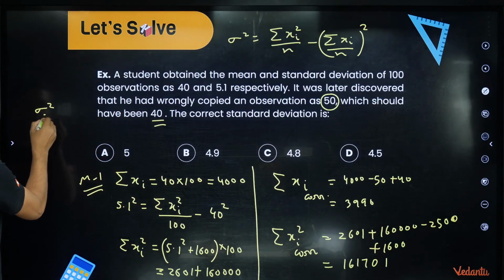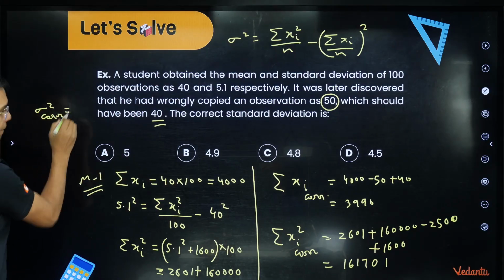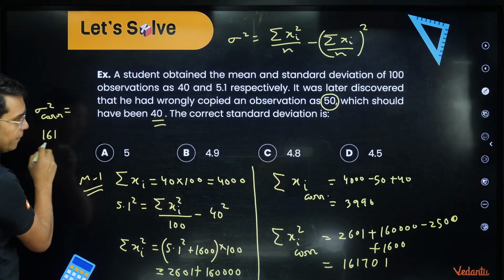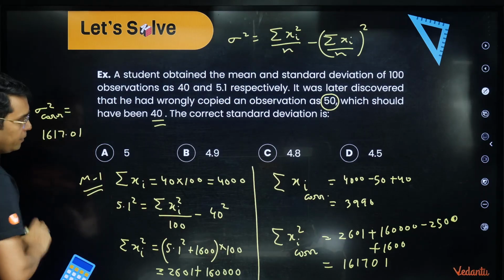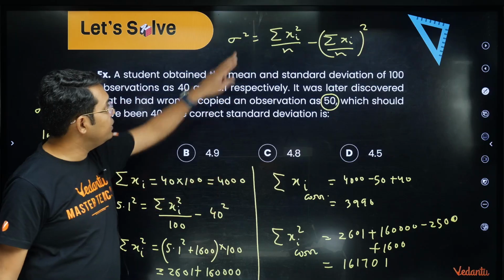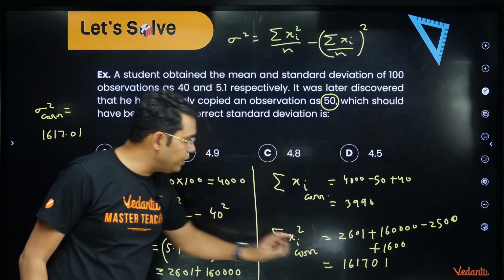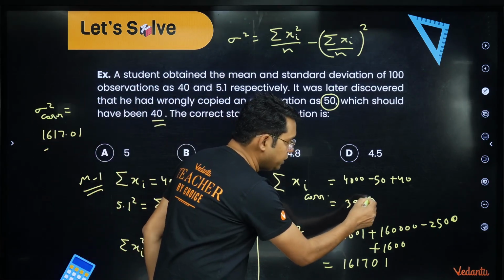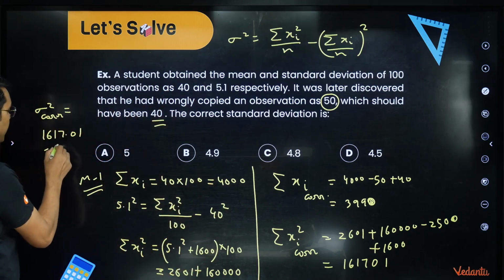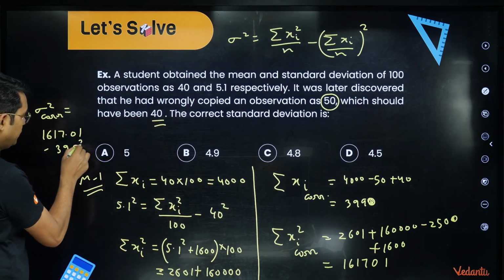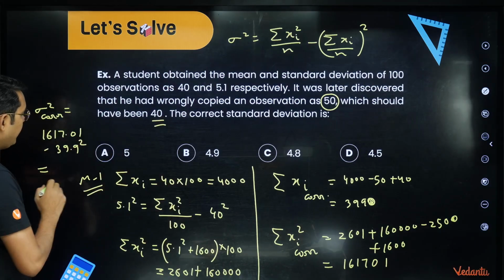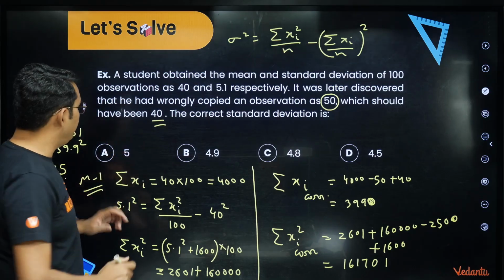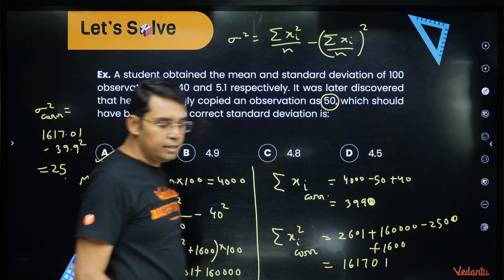So my correct standard deviation would be, when you divide this by 100, 1617.01, because summation of xi square upon n, so divide by 100 will give you this, minus the square of averages. The average is here 39.9, so 39.9 square. Now do this calculation, you will be getting this as, I think, 25. Now if it is 25, your standard deviation comes out to be 5. A is the answer of this question.